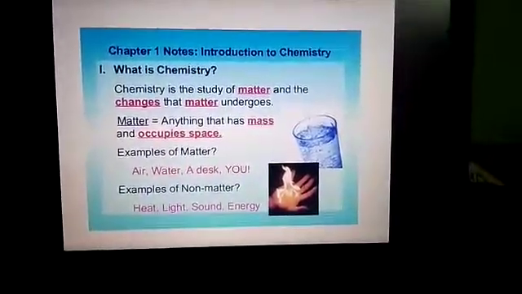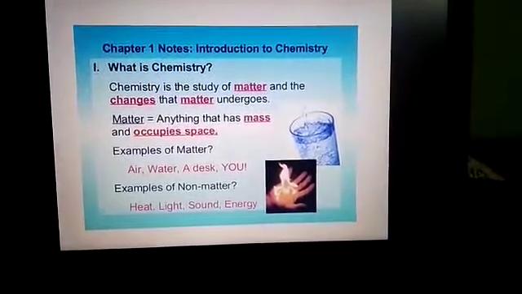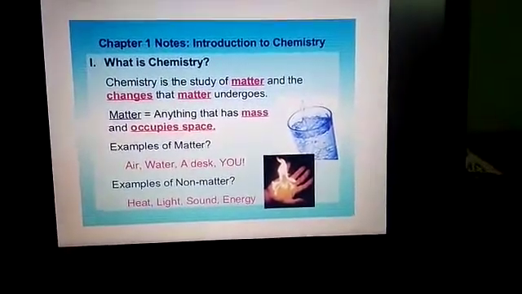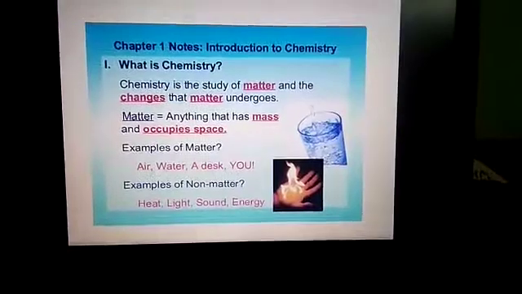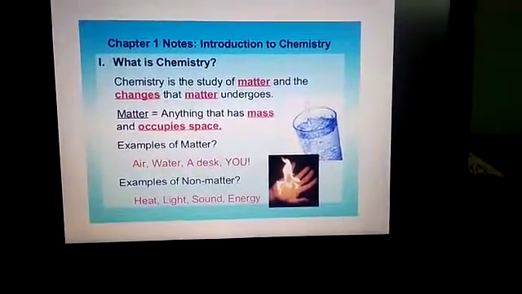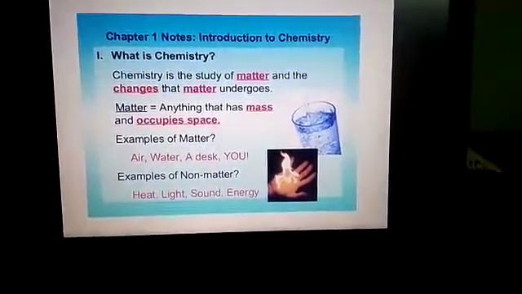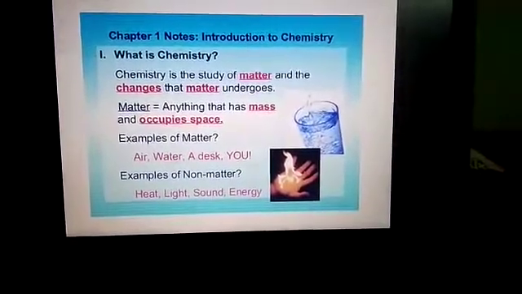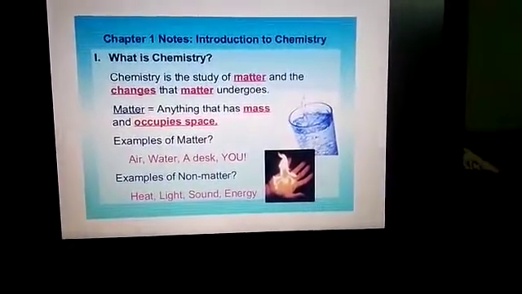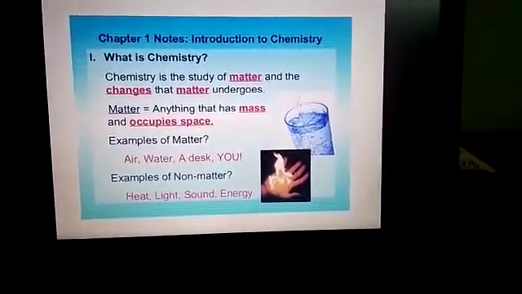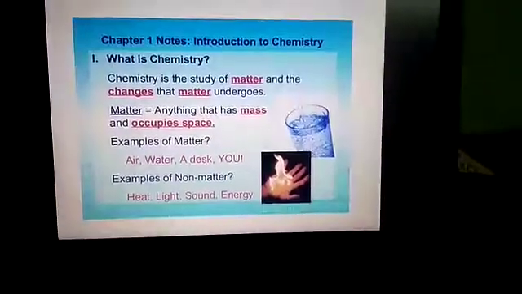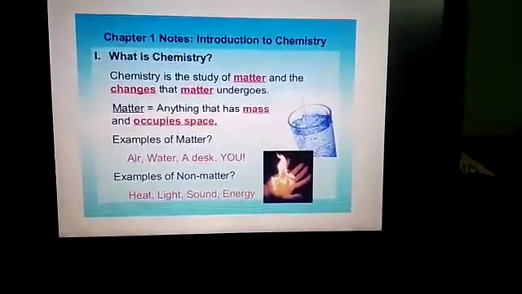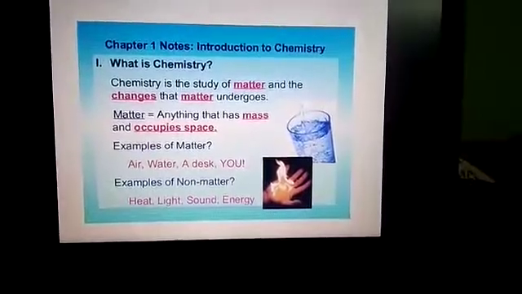What is chemistry? Chemistry is the study of matter and the changes that matter undergoes. What are the changes? Those are chemical and physical changes. So what is matter? Anything that has mass and occupies space. Matter examples, living and non-living things. Examples of non-matter: heat, light, sound, energy.